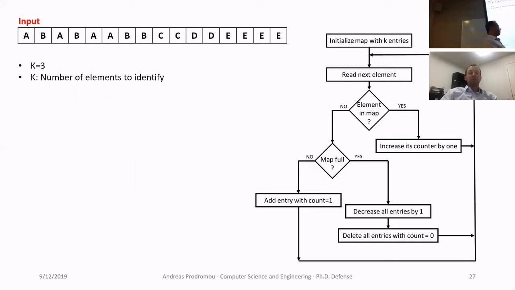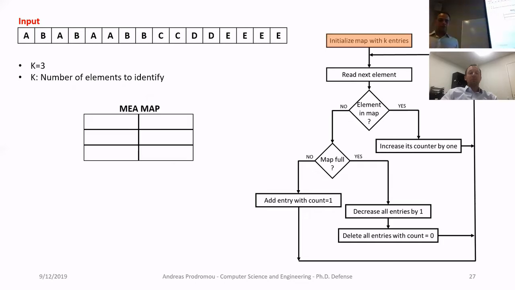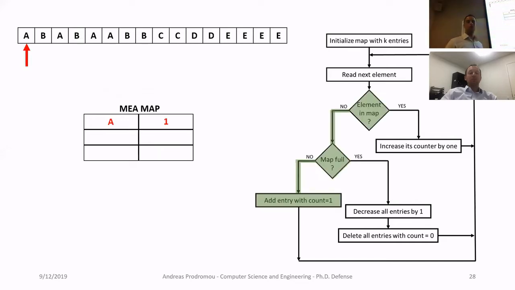This is the algorithm on the right-hand side. On the top left, we have a walkthrough input, and we define k to be 3. We're looking for the 3 hottest elements. So we start by initializing the map, 3 entries. We read the next element. It is not in the map. The map is not full, so we add it with a count of 1. We read B and follow the same path. Then we read A again. This time it is in the map. We simply increase the count.